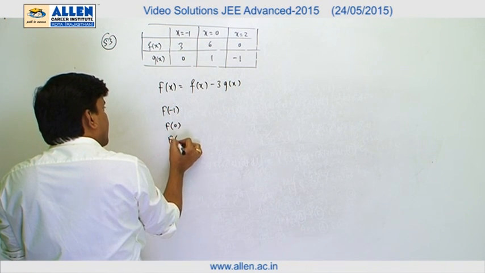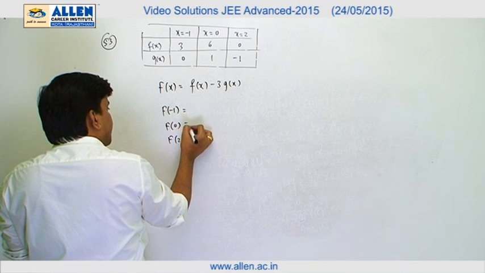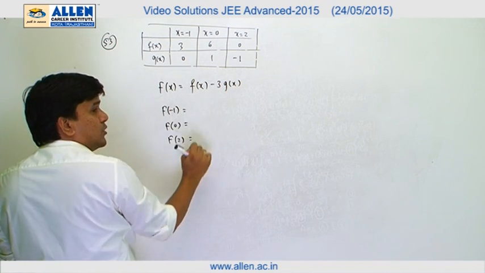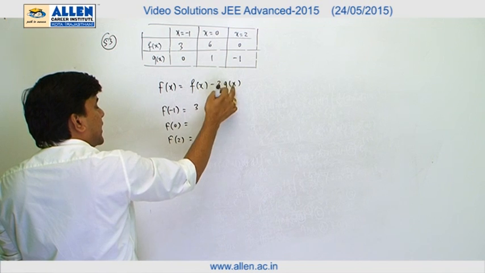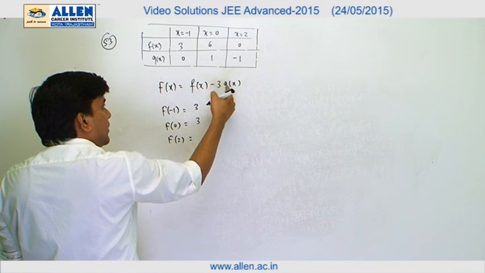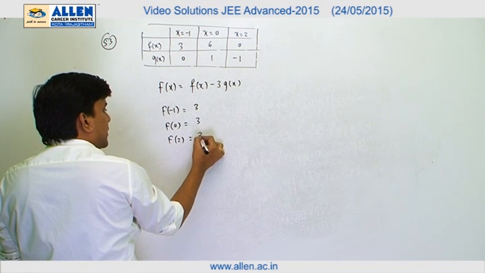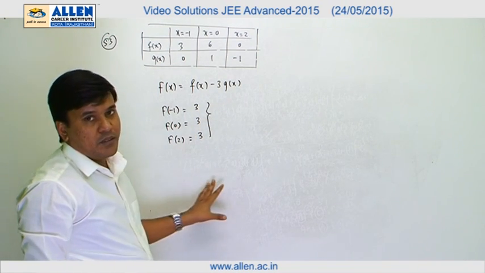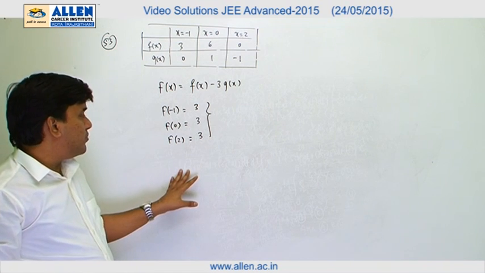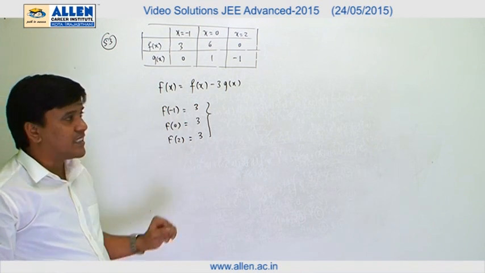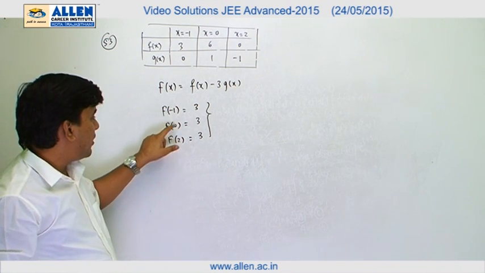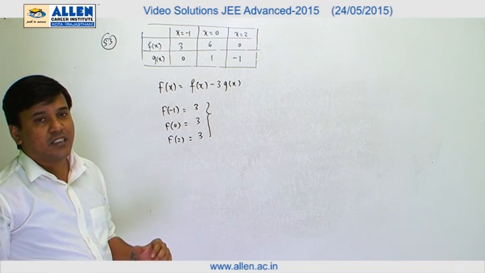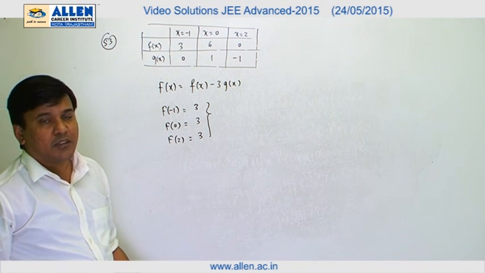we can see this is going to be 3 minus 3 times 0, that is 3, 6 minus 3 times 1, that is 3, and this is 0 minus 3 times this, so this is going to be 3 again. So the values at -1, 0 and 2 are same. According to Rolle's theorem, the value of capital F dash x is 0 in this interval and in this interval, but this will give us at least. But in the options it has been asked exactly.